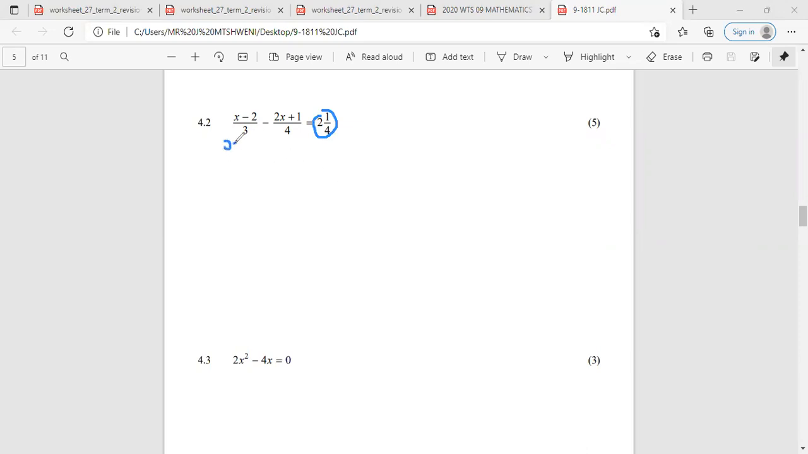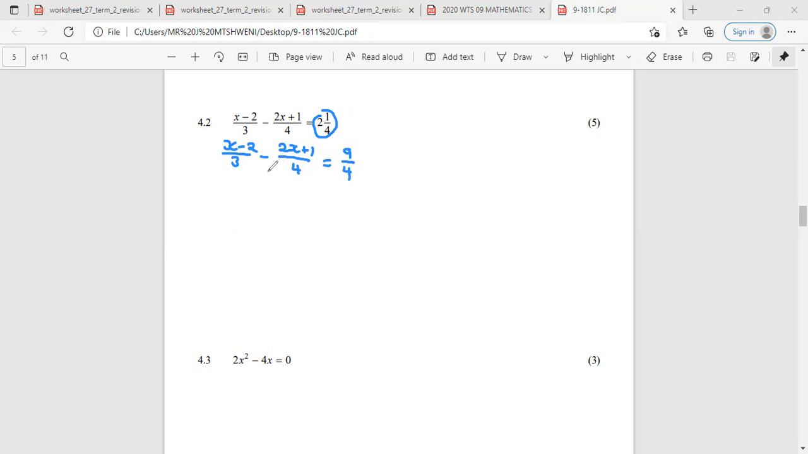Right, you're going to say x minus 2 divided by 3 minus 2x plus 1 divided by 4. Then I'm going to say 2 times 4, it's 8, plus 1, it's 9 over 4. You're going to get 9 over 4.